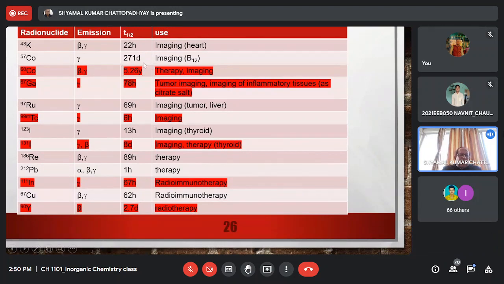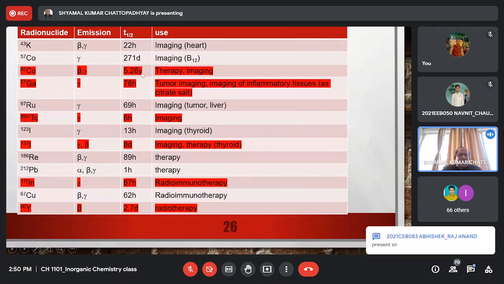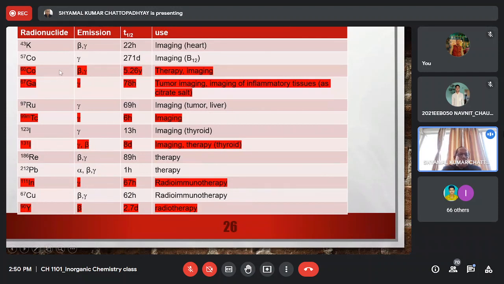And as a result of this, cobalt 60 is now more for imaging rather than therapy. So choose it in a proper way. The same isotope should not be used as an example for both imaging and therapy.